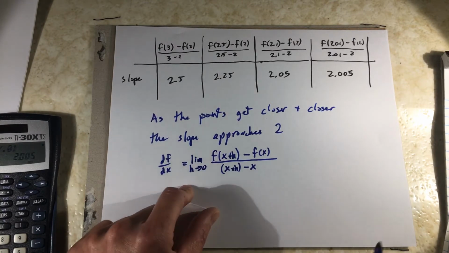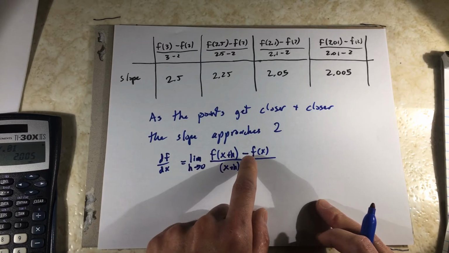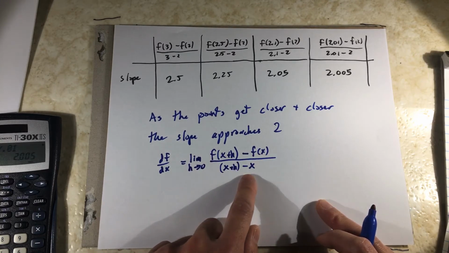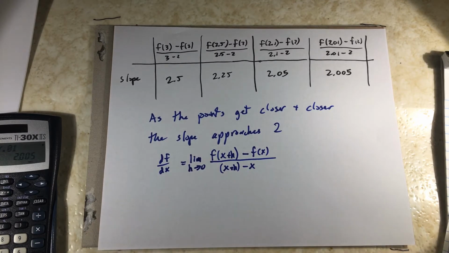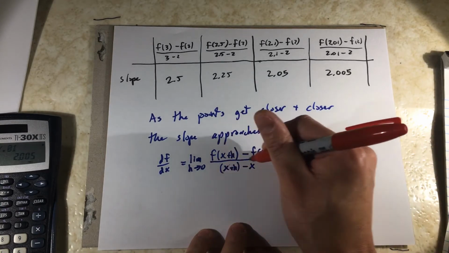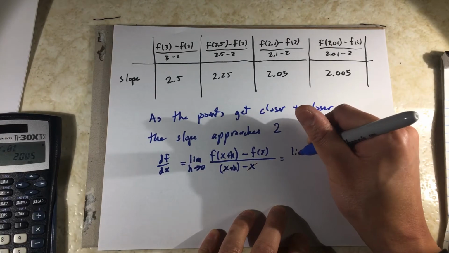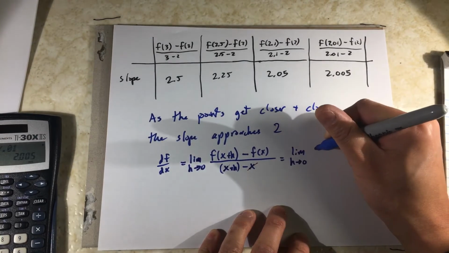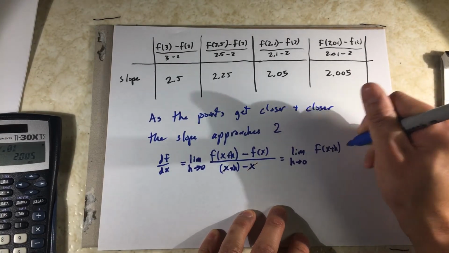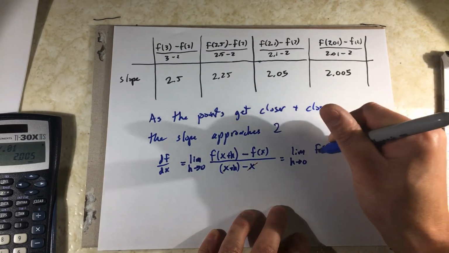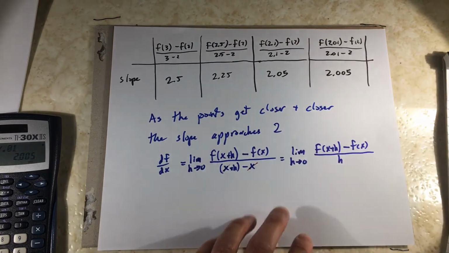It's the limit as h goes to 0 of f of x plus h minus f of x over x plus h minus x. And over here, one of the things you might be able to see is that this x cancels out with this. And so normally the way this is written is like this: limit as h goes to 0 of f of x plus h minus f of x over h.